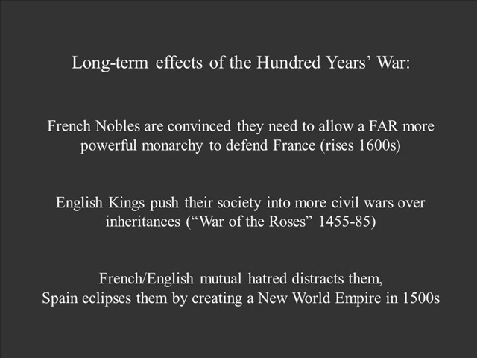But the French forces and the English forces are so badly damaged by this that it opens an opportunity for a new country, newly unified Spain, to rise up real quick and become the dominant power, especially in Western Europe. And they mostly do that by starting the Columbus explorations of the New World, and they conquer empires in the Americas, and they steal as much gold as they possibly can. And that's how Spain becomes the most powerful country in the world in the 1500s.